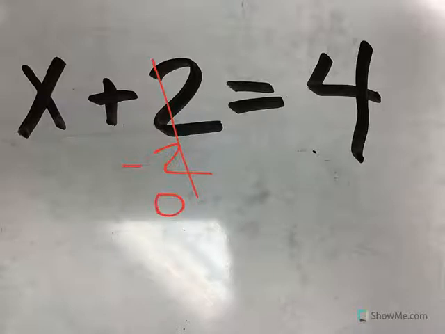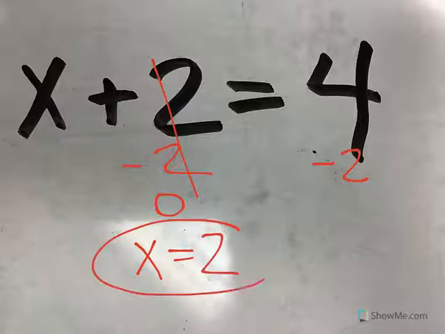There's no longer a constant on the left side of the equal sign next to the x. Have to keep it balanced, so whatever you do to the left side, you do to the right side. So 4 minus 2 is 2. So we're going to plug it back in to make sure we did it correctly. What's 2 plus 2? It does equal 4, so we have solved this correctly.